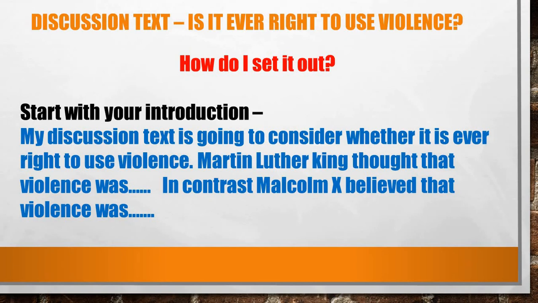Start with your introduction. My discussion text is going to consider whether it's ever right to use violence. So you're introducing what this whole piece of writing is going to be about. Martin Luther King thought that violence was, and then you sum up his view. In contrast, Malcolm X believed that violence was, and then you sum up his view. I am going to consider who is right. So that's your introduction done.